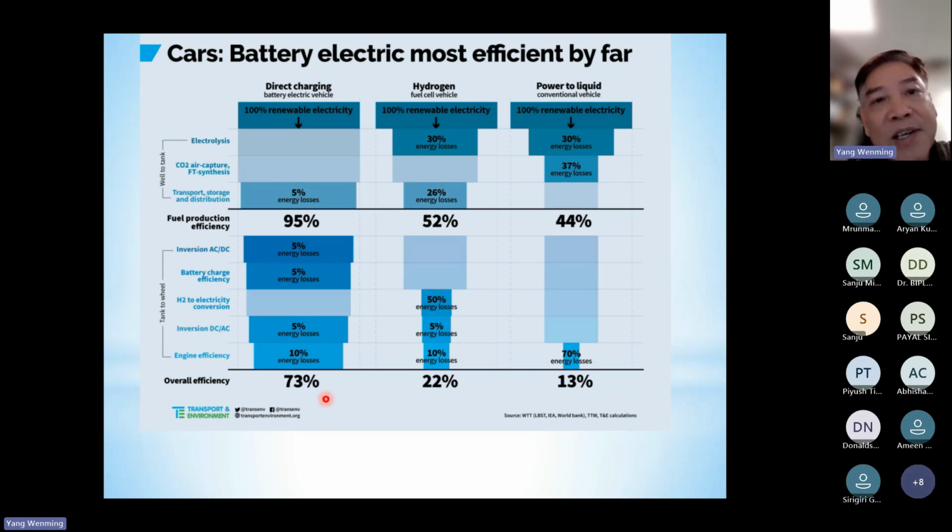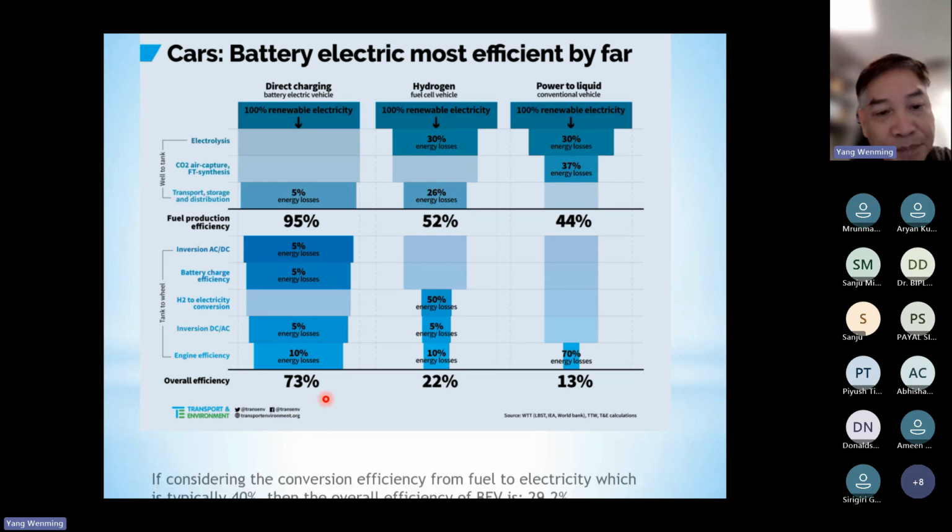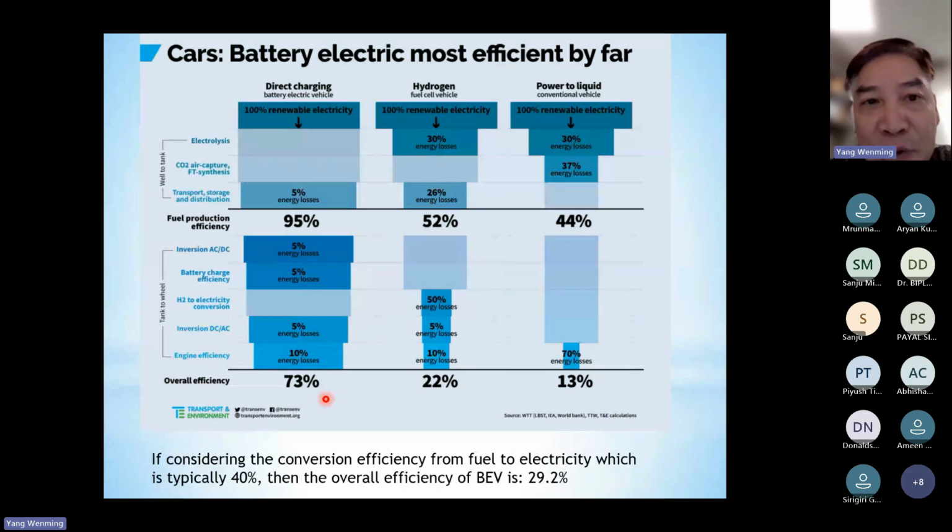Okay, so let's assume for the electric vehicles, the energy comes from renewable energy. However, if we use electric power from the power plant, then the operating efficiency of an electric vehicle will be much lower, correct? So typically we know the power plant has an efficiency of 40%, correct? So you can use 40% times 72%, and then it becomes 29%. Overall efficiency will be 29%.